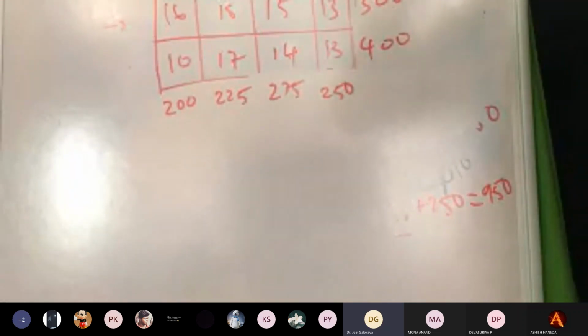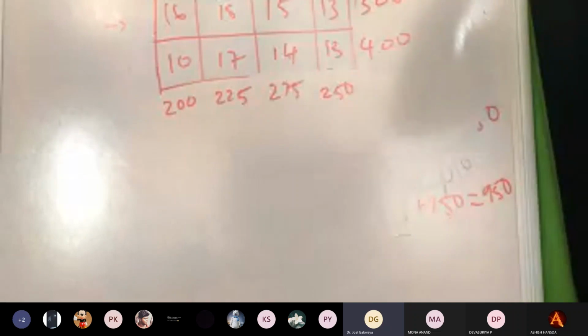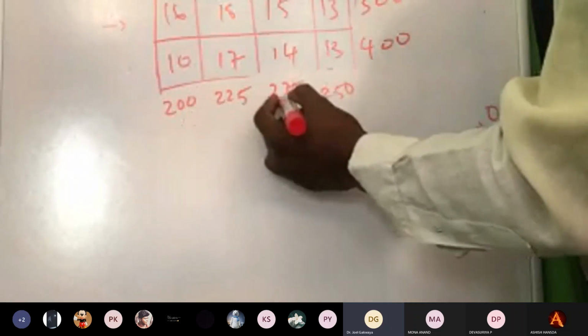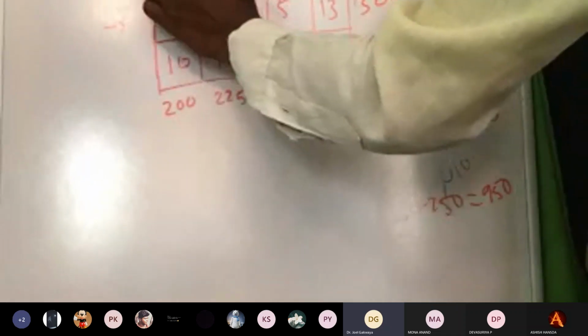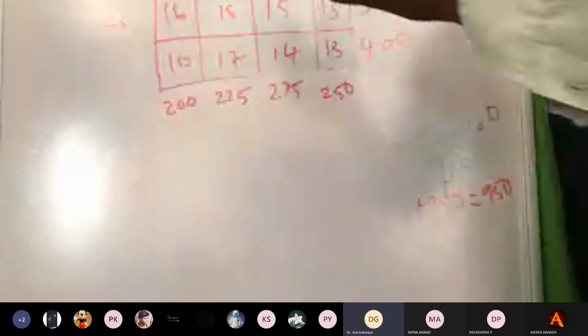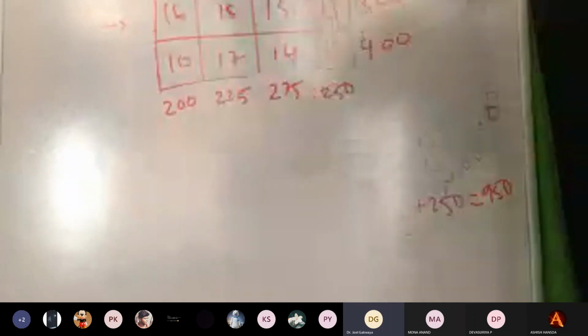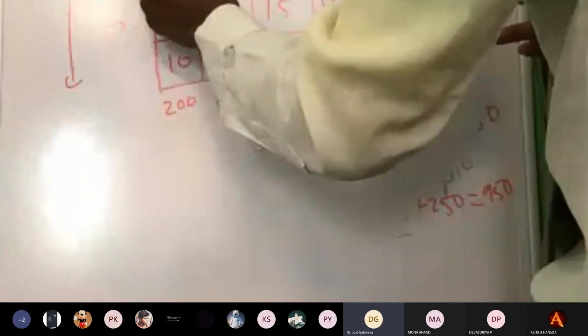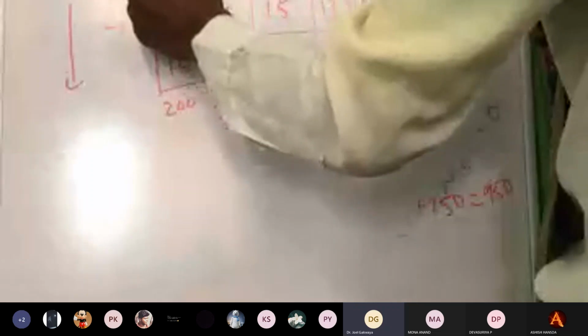So in the northwest corner method, what does it say? You start from the northwest corner. This is north, this is south, this is west. So you start from the northwest, which means the first cell here.